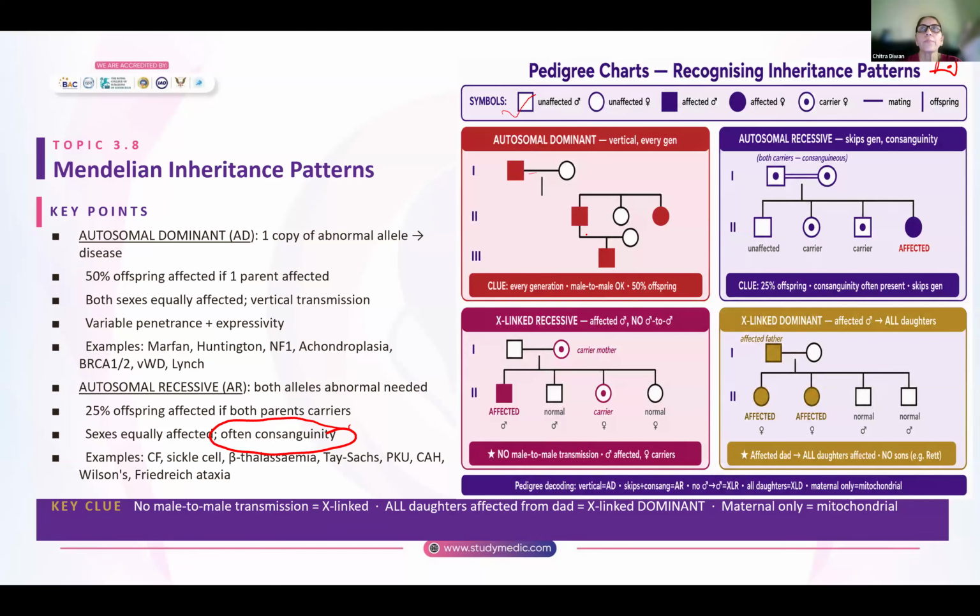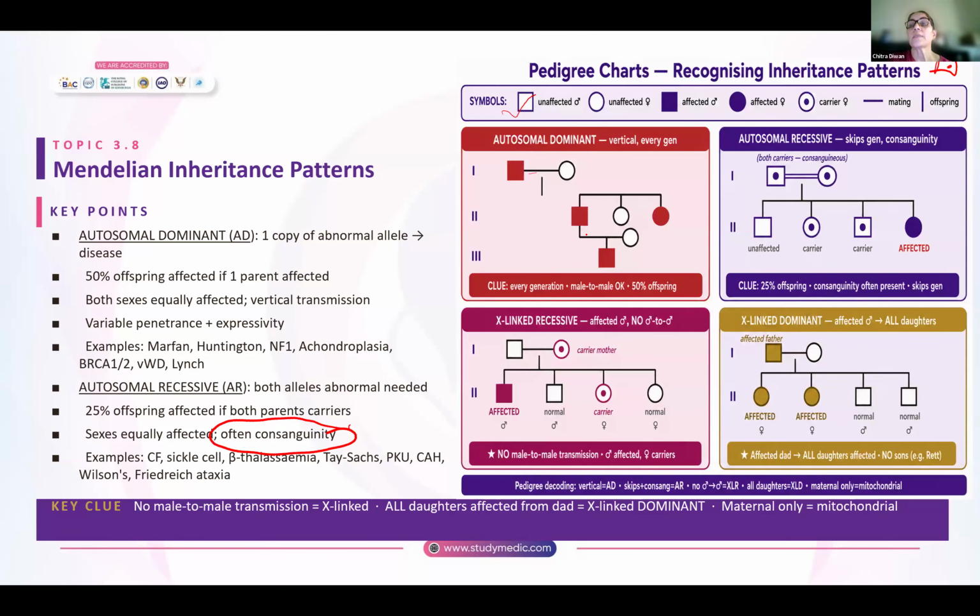So whenever male to male transmission is there, you are not seeing any skipping of generations. Whenever no skipping is seen, it is always a dominant trait. And whenever it is male to male, be rest assured that it is autosomal dominant.